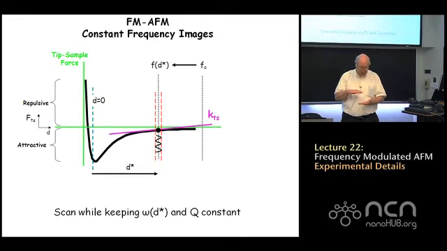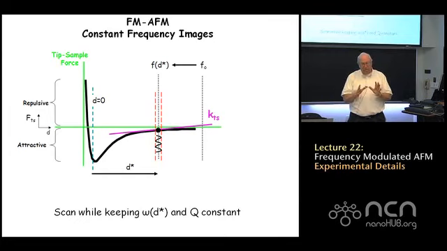Your feedback controller does whatever is required to keep the frequency of the tuning fork fixed as you scan over the substrate. And in the process of doing that, you are mapping out a constant frequency image of the substrate. And it turns out, as I'll show next lecture, that if the substrate is atomically flat and well prepared, these constant frequency images are capable of atomic resolution. So you can actually see individual atoms on a substrate with this constant frequency imaging technique.